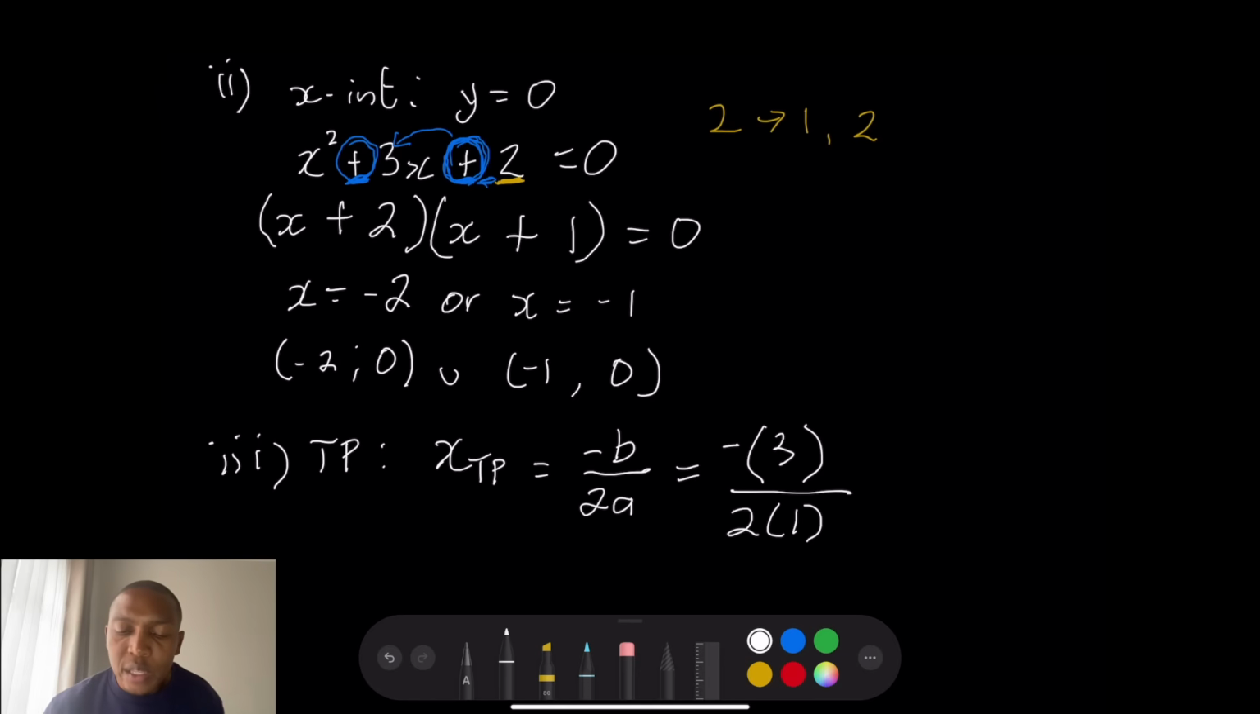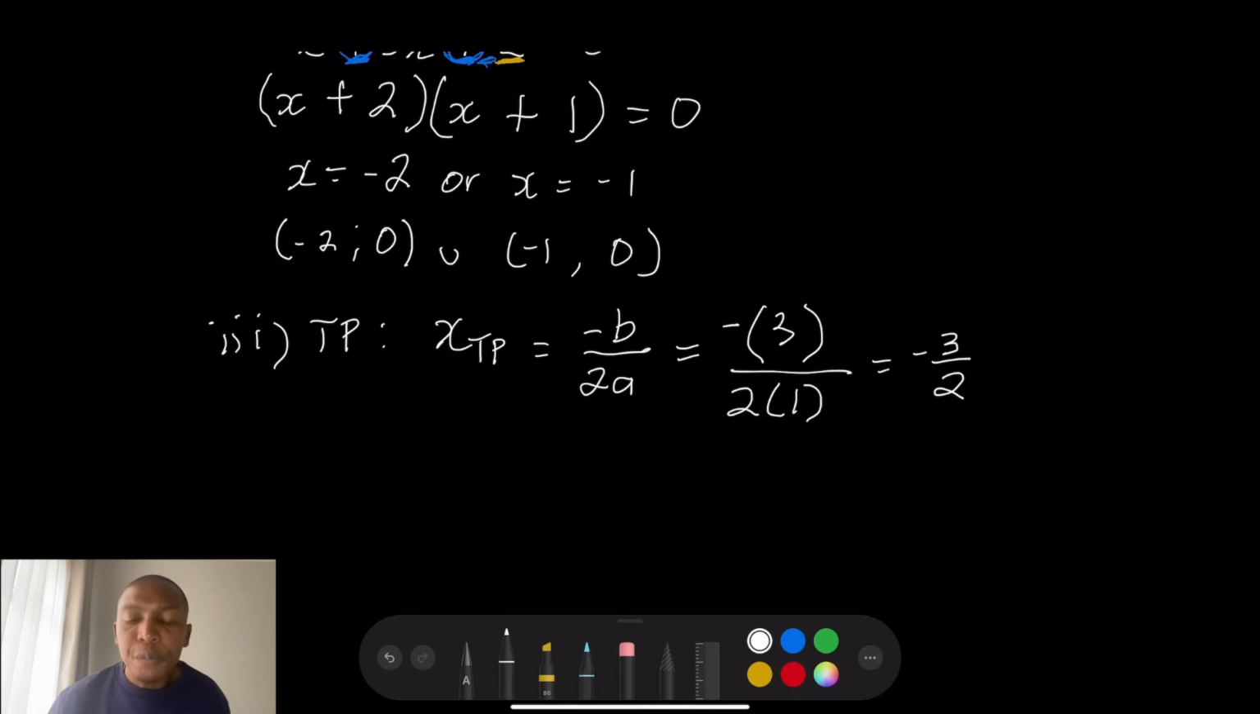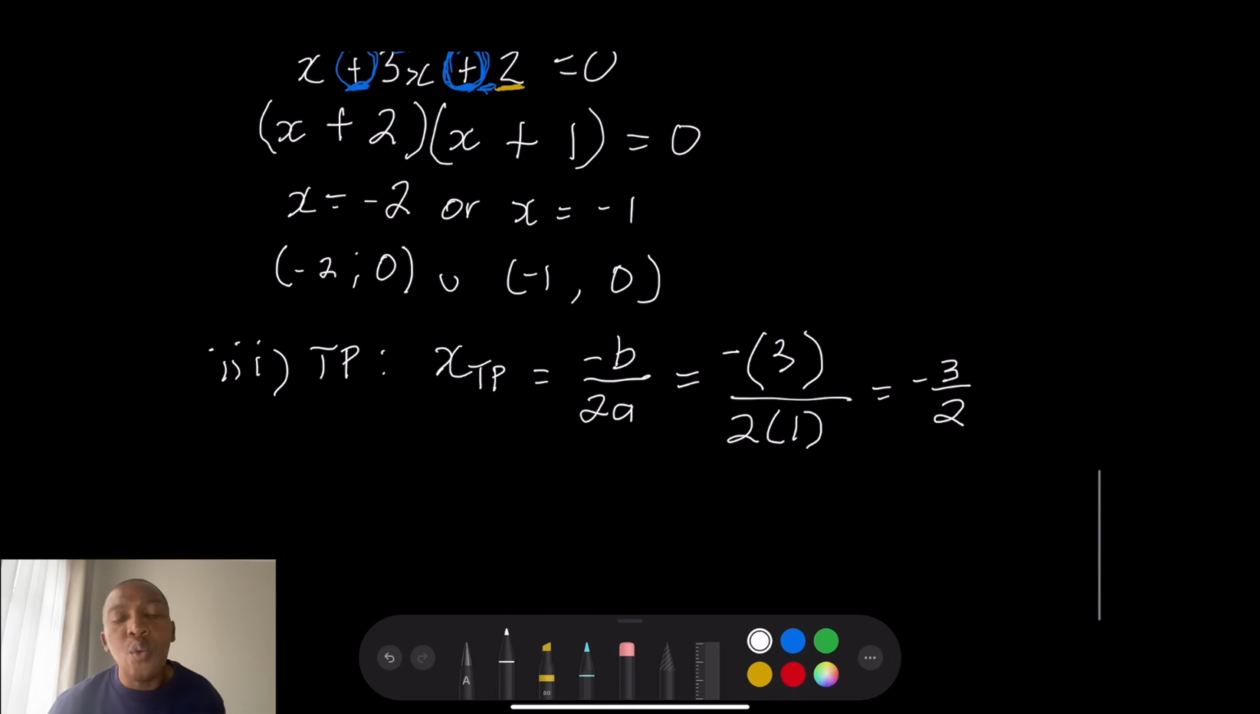So in this case, what do we end up with? We end up with minus 3 over 2. Now, ladies and gents, you have to be very careful. So now how do I get the y value of my turning point? All I simply do to get the y value of the turning point is substitute the x value of the turning point that I've just obtained into the original equation.